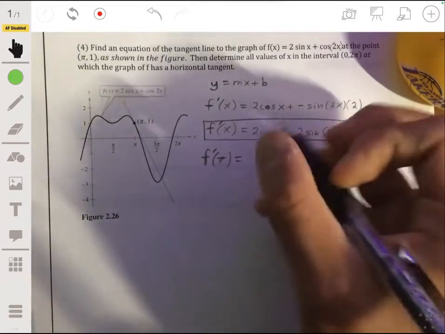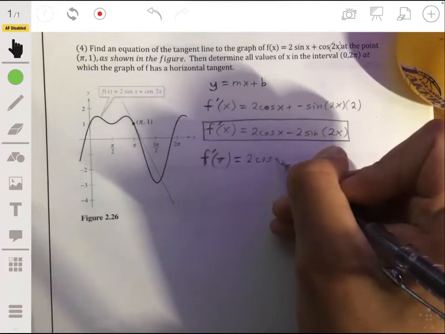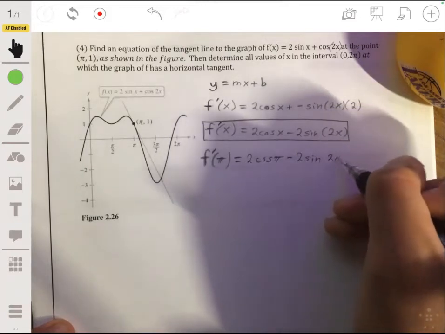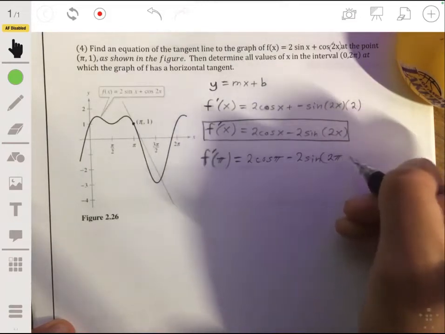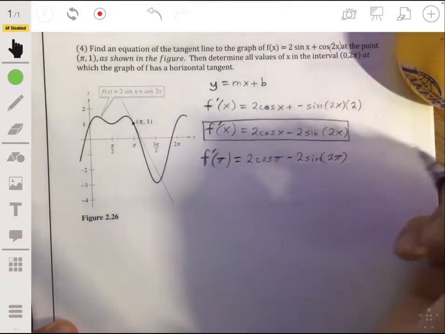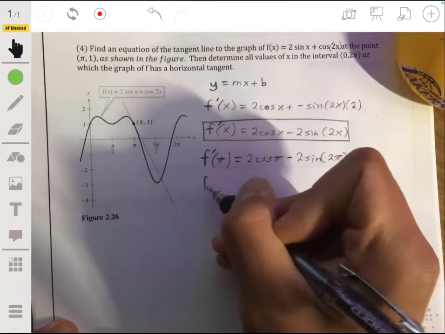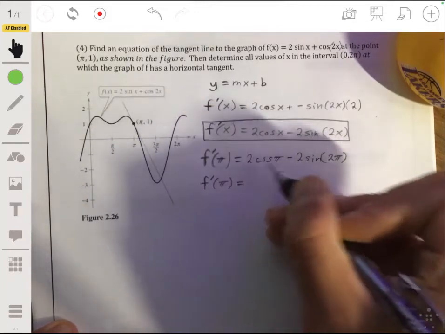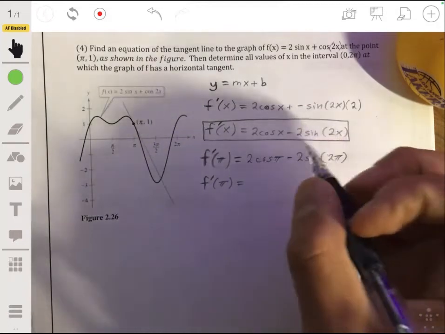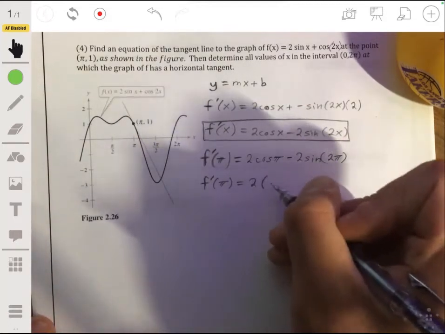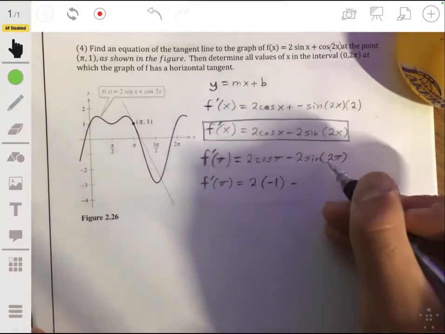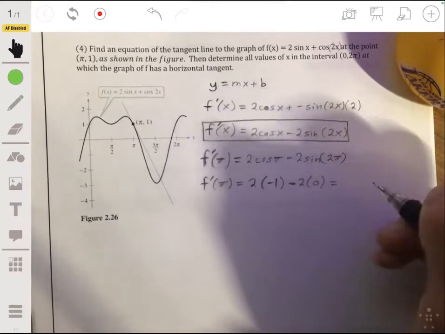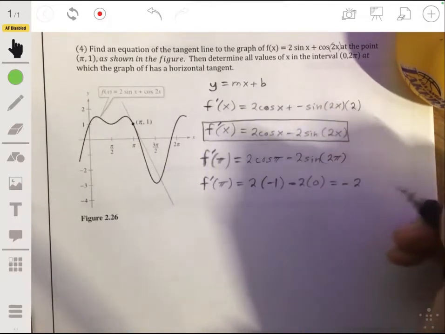So f prime of pi will be equal to 2 times the cosine of pi minus 2 times the sine of 2 pi. You should know that the cosine of pi is just -1. So we'll have 2 times -1 minus 2 times the sine of 2 pi. The sine of 2 pi is just 0, so we're just going to have 0 there. So minus 2 times 0. And so the value of the slope there will just be -2.